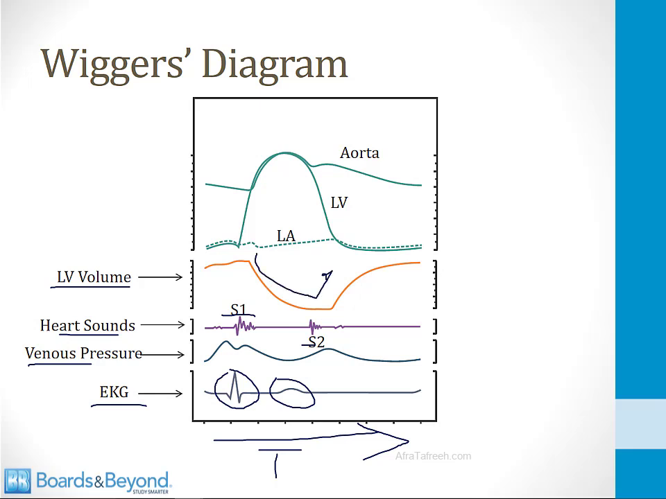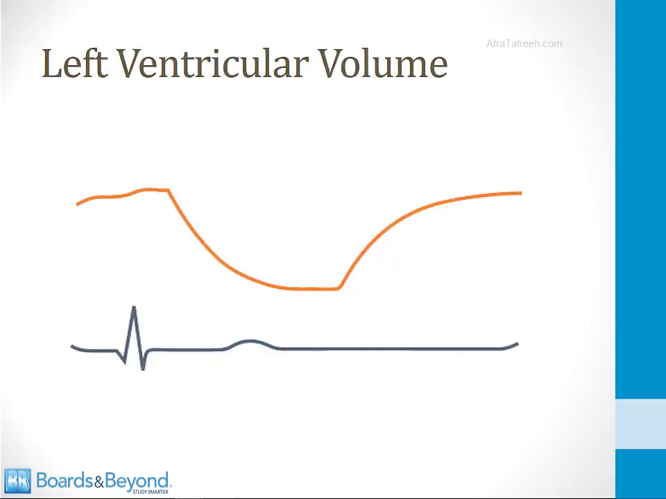And finally, at the top of the screen, we have three curves for the pressure changes in the left atrium, left ventricle, and aorta over the course of the cardiac cycle. So in this video, I'm going to go through some of these curves shown on the screen here, and then you can use Wiggers' diagram to tie them in to other elements that occur during the cardiac cycle. Let's start by looking at the curve of left ventricular volume change over the cardiac cycle.